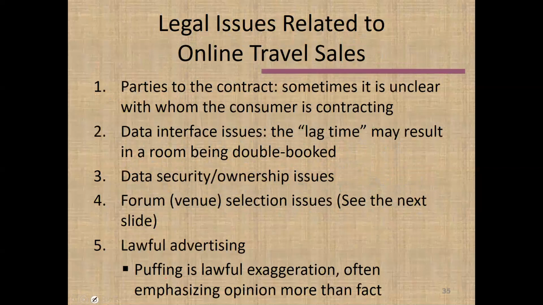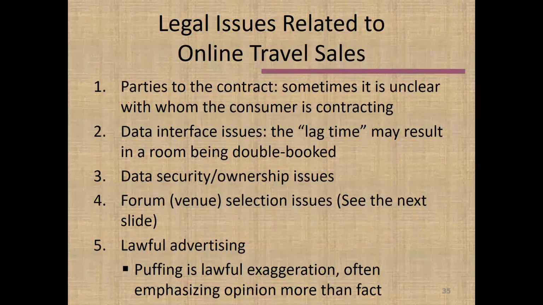And so that can be an issue with a GDS system. Here we go. So let's look again at some of those issues. One issue that can come up is, who are the parties to the contract? We know that the consumer is a party, but is the consumer entering into a contract with that particular hotel? Maybe that particular hotel is a franchise. Is it clear that he's entering into the contract with the franchise versus the parent company? Or is he entering into a contract with the parent company? Or is he entering into a contract with the tour operator? Lots of different possibilities there, and it's not always clear.